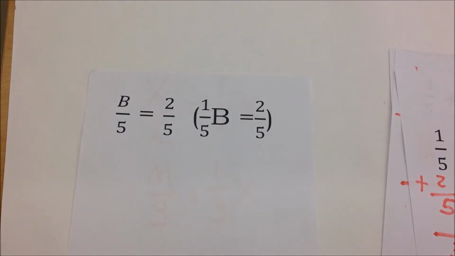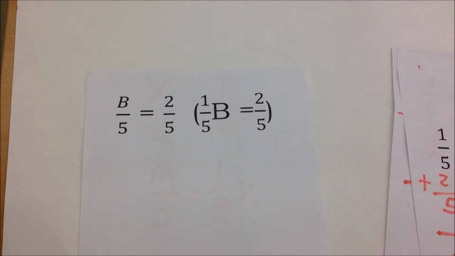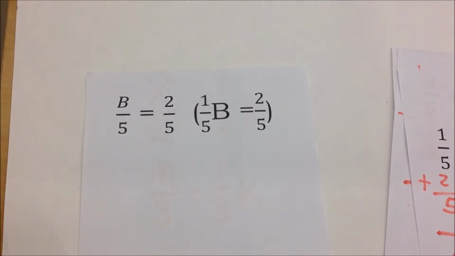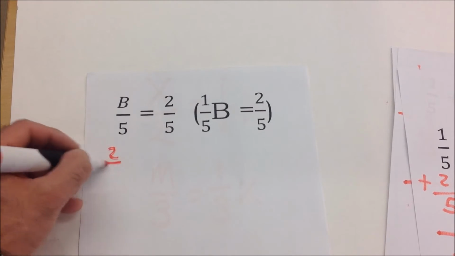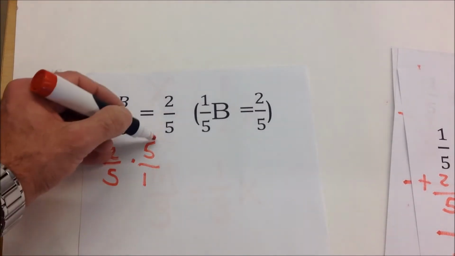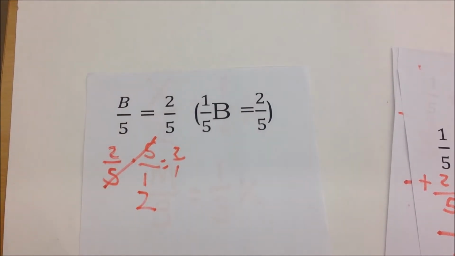So you can rewrite it if you want. Right? So we have 1/5 b equals 2/5, or b over 5 equals 2/5. It's the same thing. So we have a couple of options here. We can do it this way, or we can do it this way. Now, if we do it this way, remember the rules. We can multiply up, or we can divide down. Here, we can multiply up. We can do 2/5 times 5. Right? And when we cross out the 5s, we get 2 over 1, and that's 2. So b is 2.